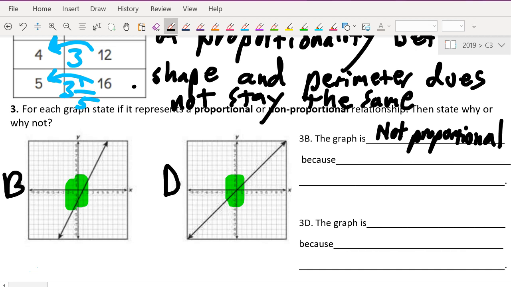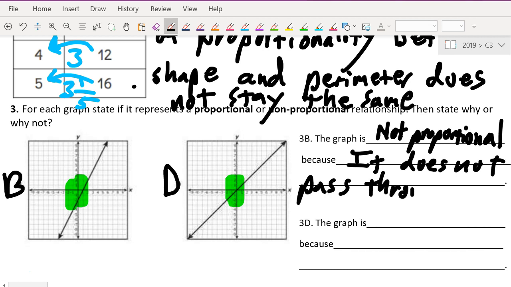Okay, it's not proportional because why? Right, it does not pass the origin. Or you can say 0, 0. Either way. So I'm just going to say 0, 0. But it could be the origin. Alright, what about D? Does it pass through the origin? Yes. Is it a straight line? Yes. So we're going to say it is proportional.